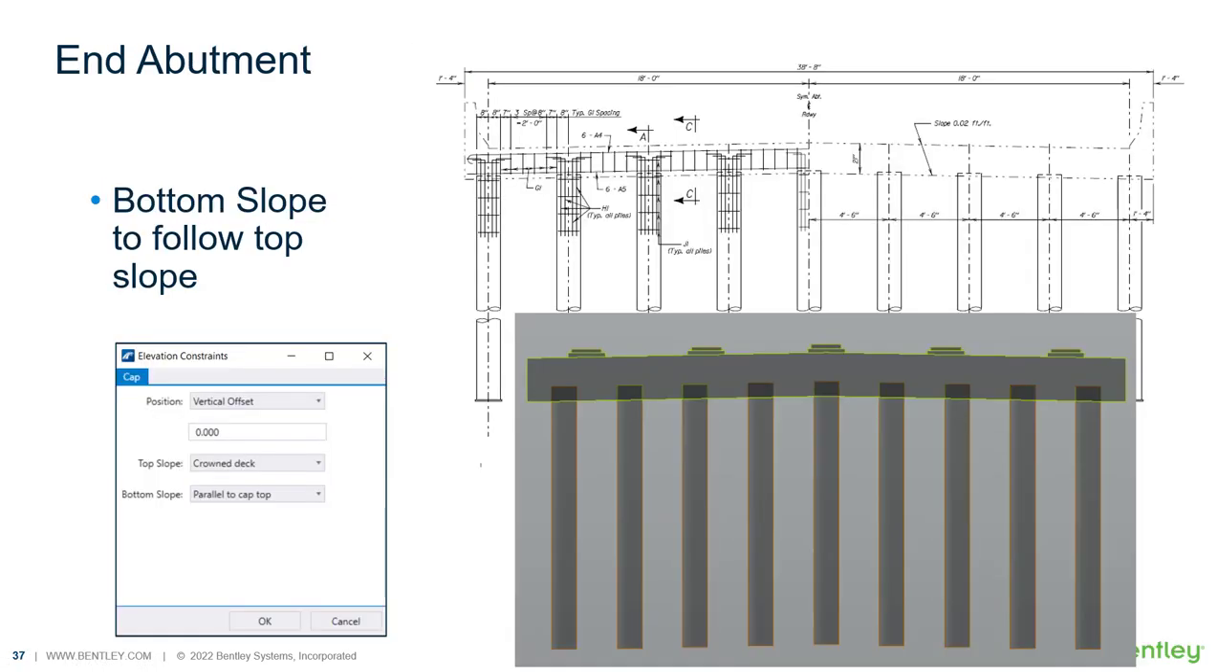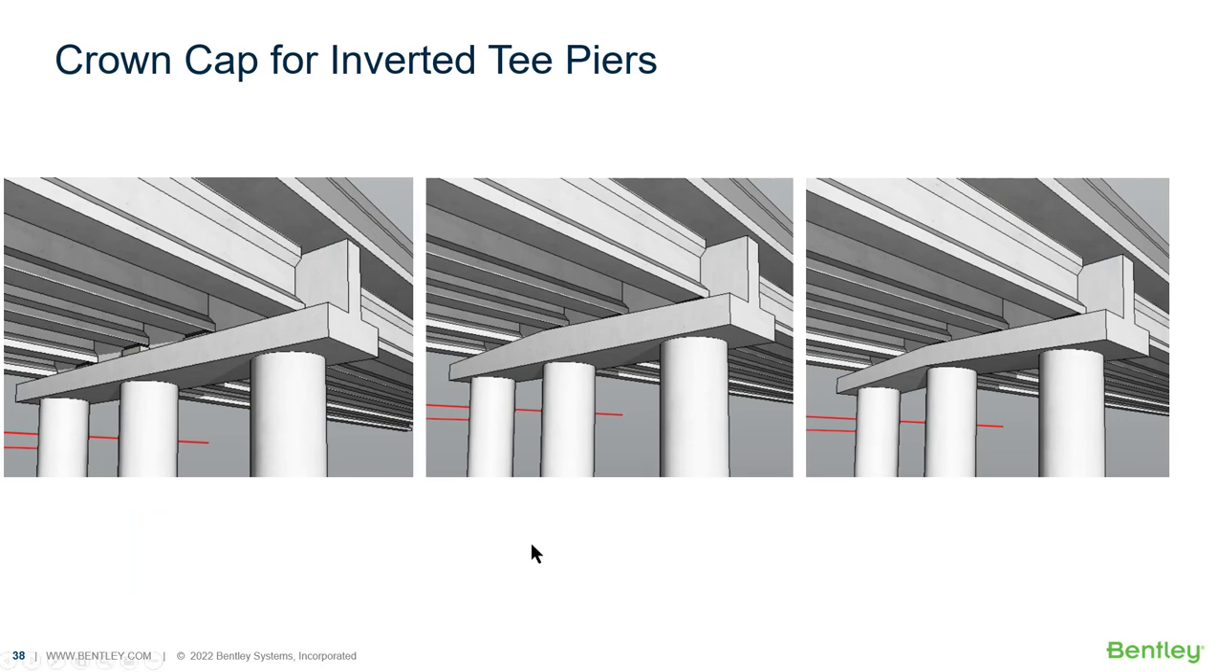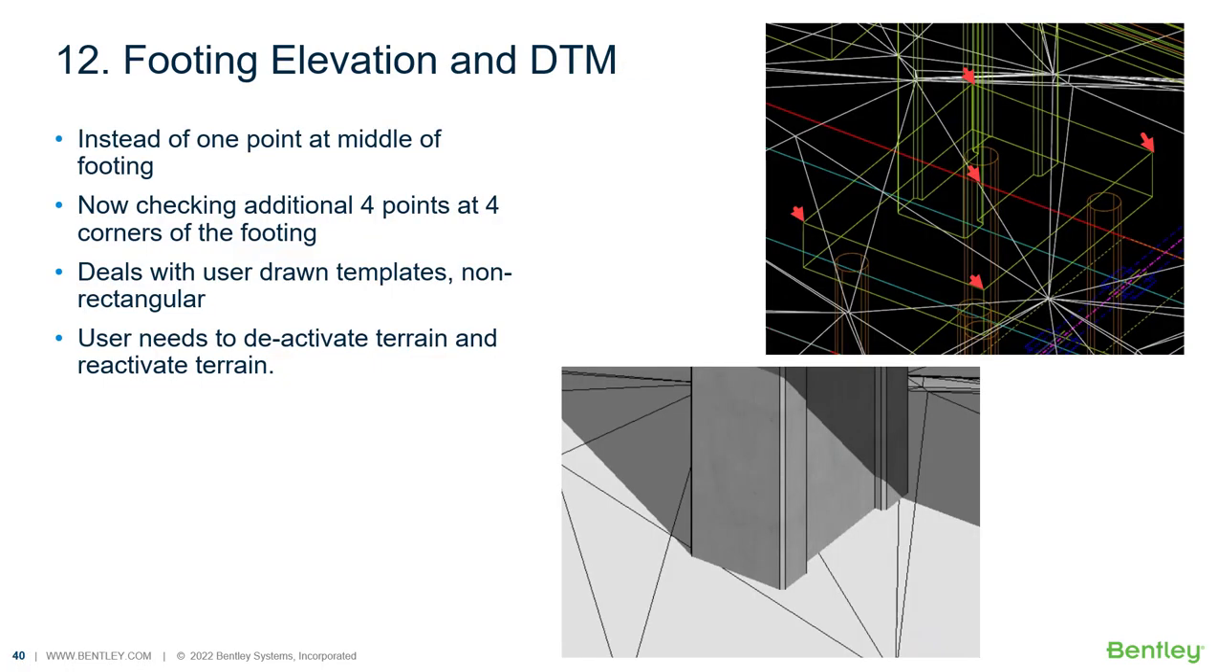Similarly, we have these things for the abutment as well, and it does follow the slope as the top one, and it has the same capability for the crown cap for inverted T piers like this. The next one we have is footing elevation and digital terrain model.